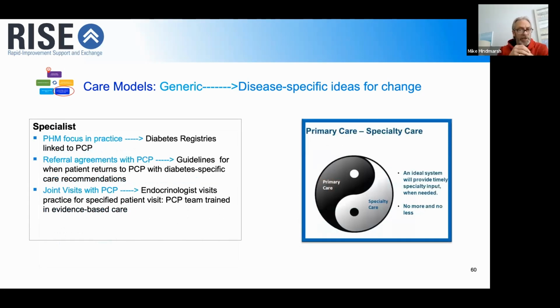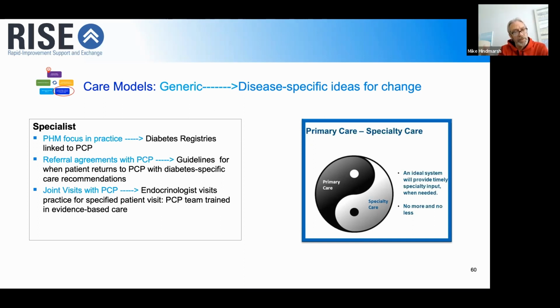EMR. Specialists, this has been a tough nut to crack for everyone for the past few decades, but we have to engage specialists in population health management. Any specialist should be looking at their panel of patients that they see from a registry perspective. So make sure that the endocrinologist has not only registries for thyroid issues and other endocrinology problems, but they have a diabetes registry, and that their referral agreements with primary care are very structured.